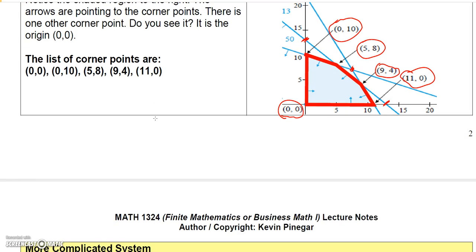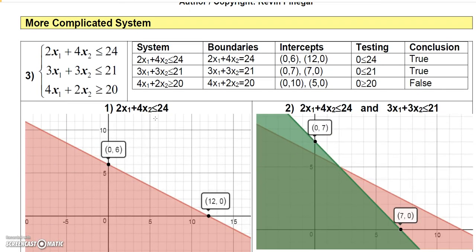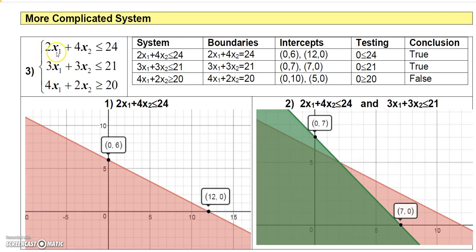All right, now let's talk about a more complicated system. Now I'm going to start using x1 and x2 for my variables here instead of x and y, and you'll start seeing this more and more. Okay, so now I have 3 inequalities here. Let's look at the first one. The first one is 2x1 plus 4x2 is less than or equal to 24. So the boundary is 2x1 plus 4x2 equals 24.